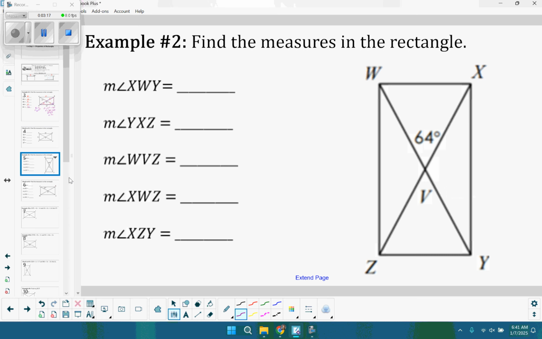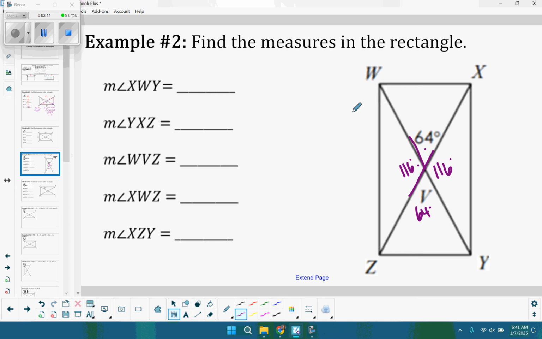For example 2, I'm now dealing with the angles. I know that these whole angles are 90. This is 64. Next to 64 would be a linear pair, right? These 2 angles here and here are a linear pair. So 180 minus 64 is really 116. So this angle is 116. Vertical to that was 64, and this was 116.